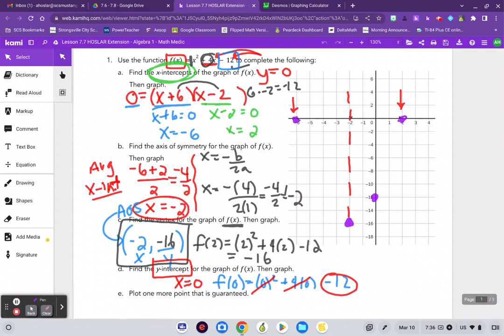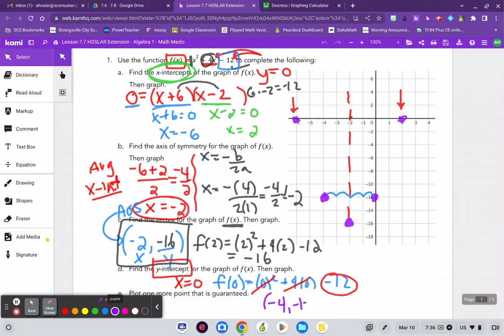Part E says plot one more point that is guaranteed. And I know from this symmetry that if my y-intercept is 1, 2 away from the axis of symmetry, I can be 1, 2 away on the other side of that axis of symmetry. So one more point that is guaranteed is this negative 4, negative 12. And now I have these 5 points that I can connect to make this beautiful parabola.